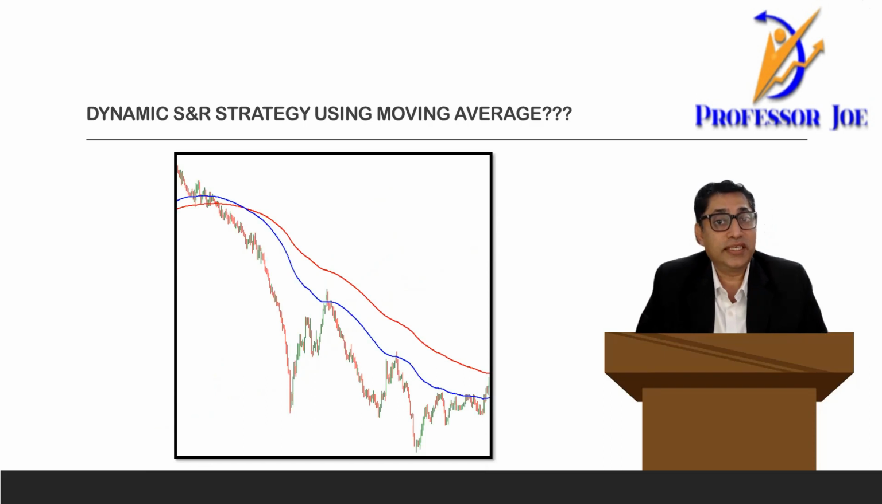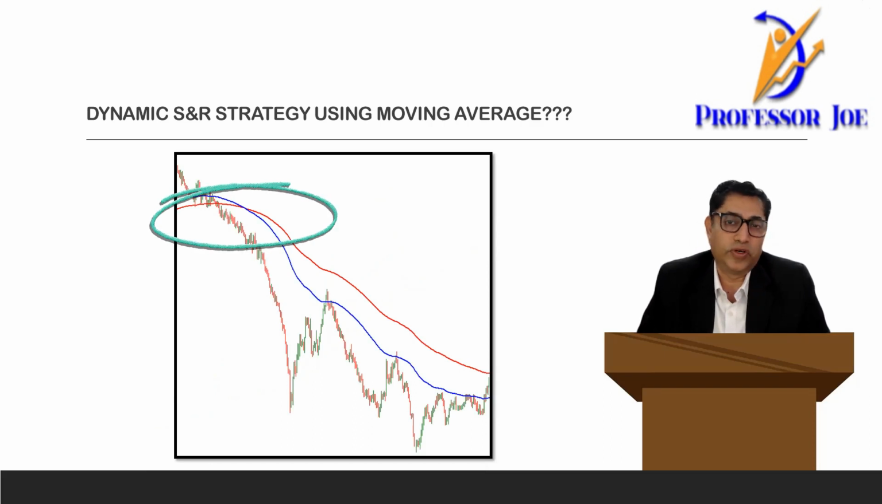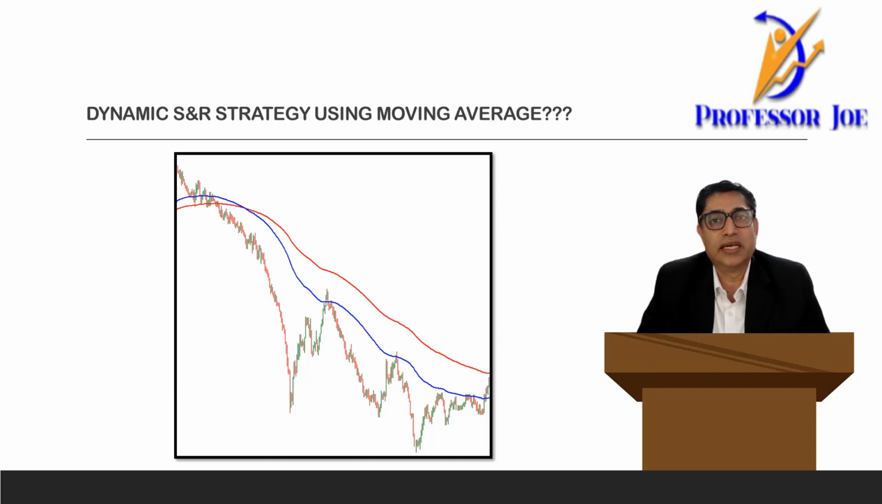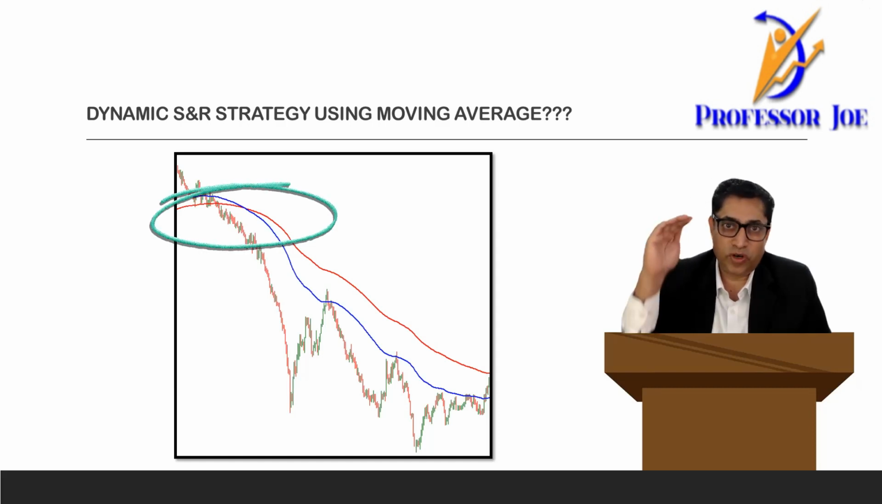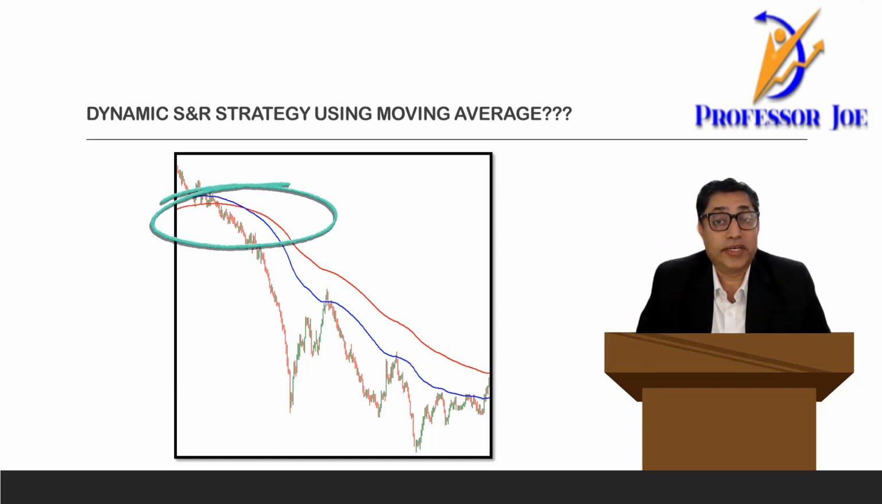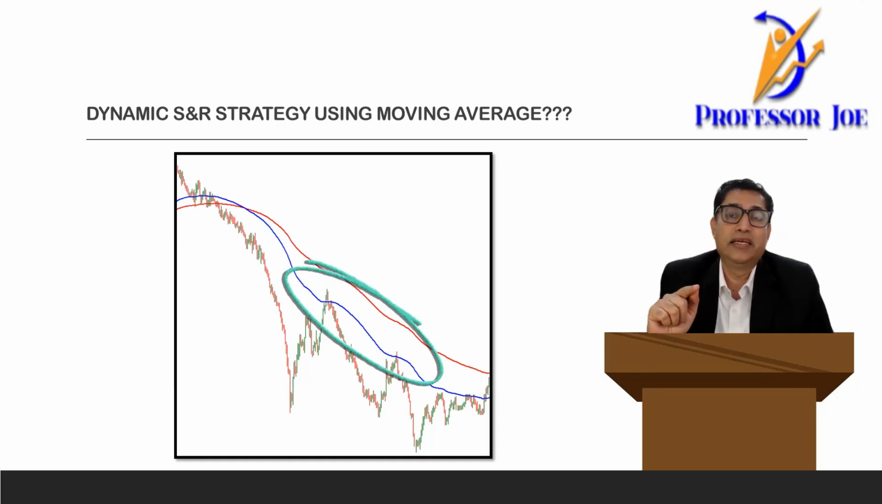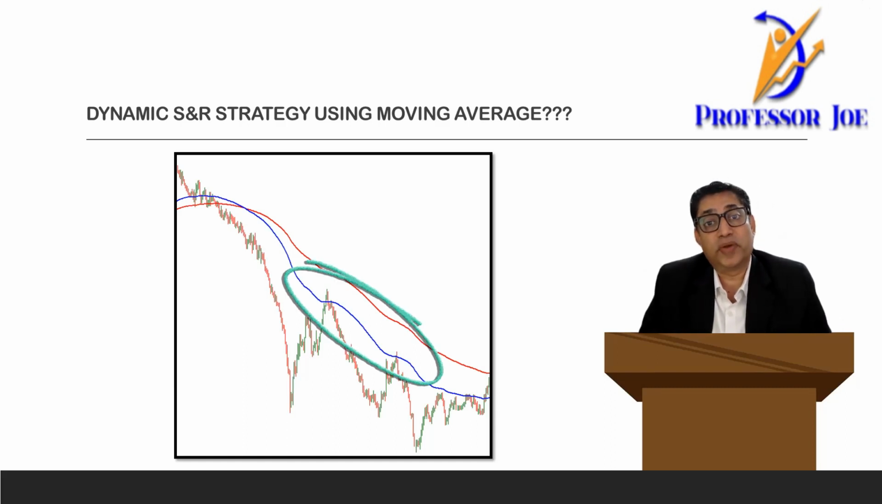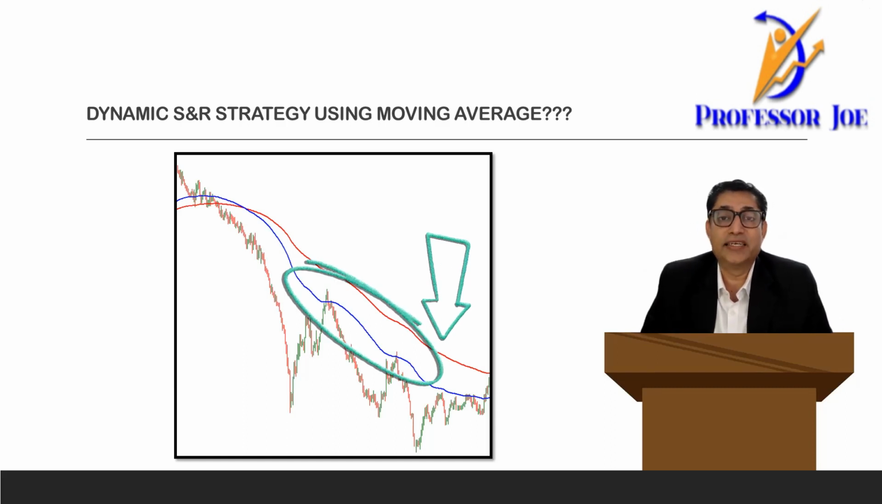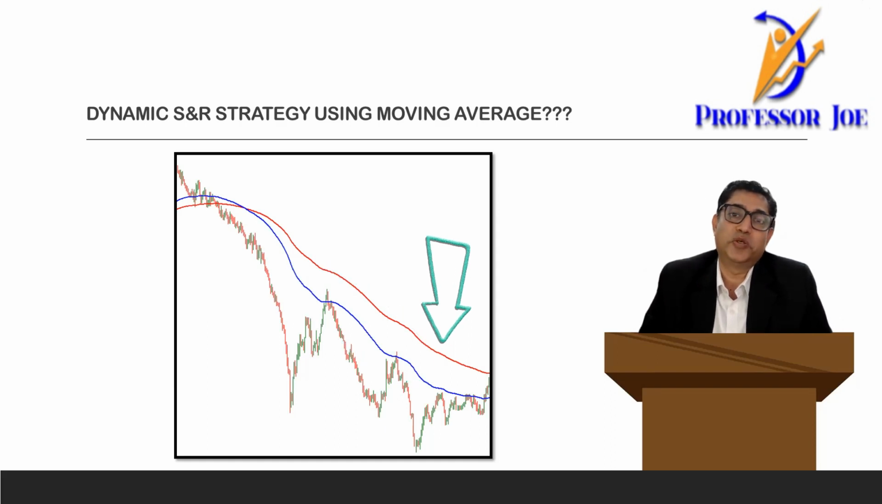The third type of strategy that a trader and investor use is called dynamic support and resistance. So how does a trader use dynamic support and resistance? So first, the trader will wait for the crossover to happen. So like you can see, the blue MA has crossed the red MA from top going down. Now the trader will wait for the price to come back in between the blue and the red EMA. Once the price comes in between that, then only the trader will execute the sell.